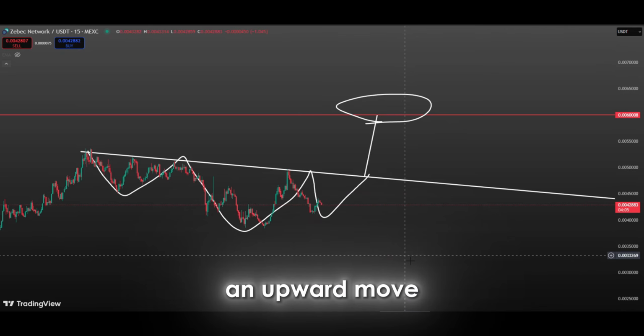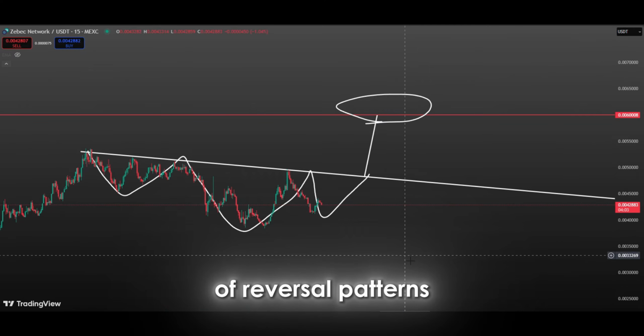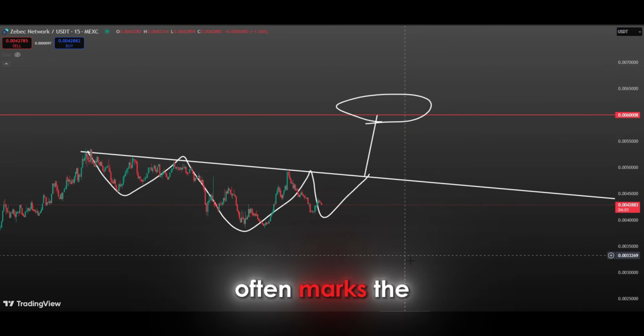At this stage, an upward move toward the neckline would be a strong signal that the pattern is starting to activate. In these types of reversal patterns, the breakout that follows the completion of the right shoulder often marks the beginning of an aggressive upward move.